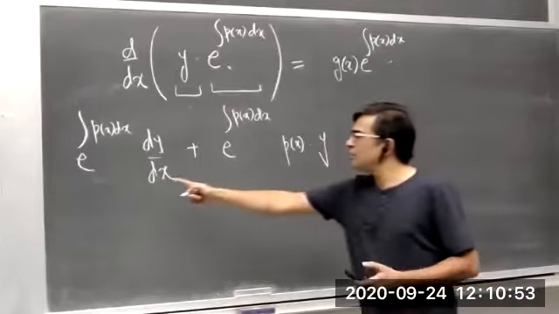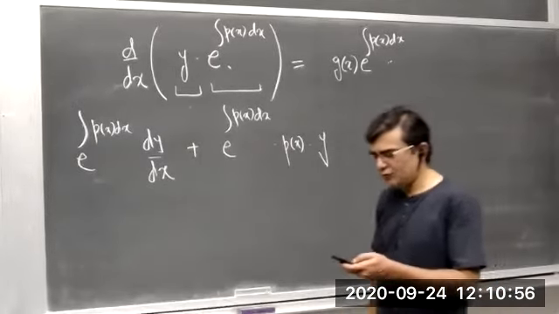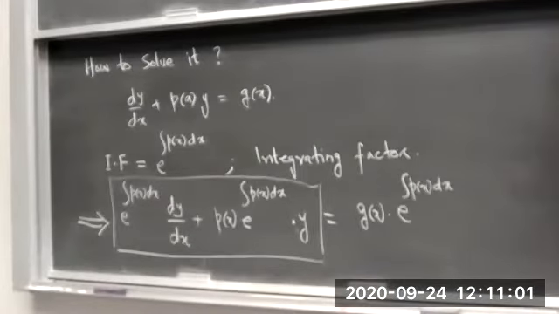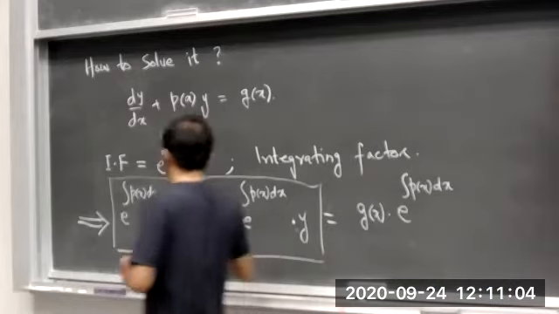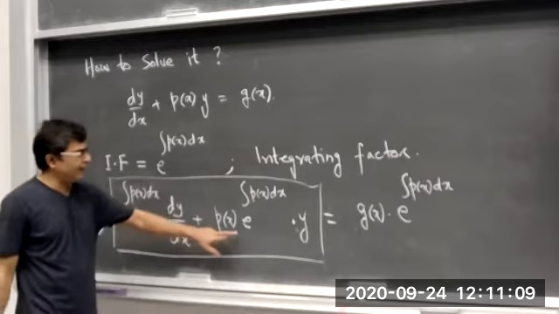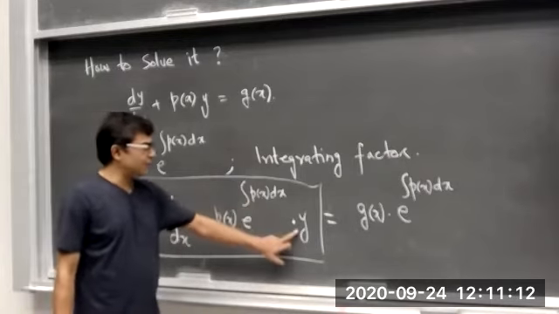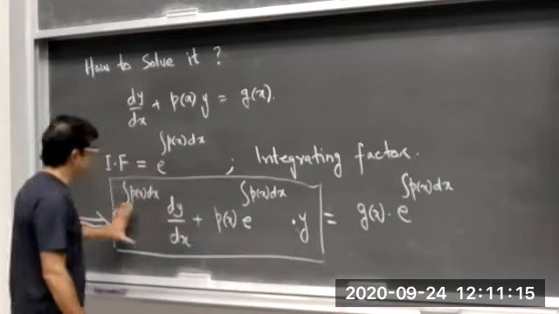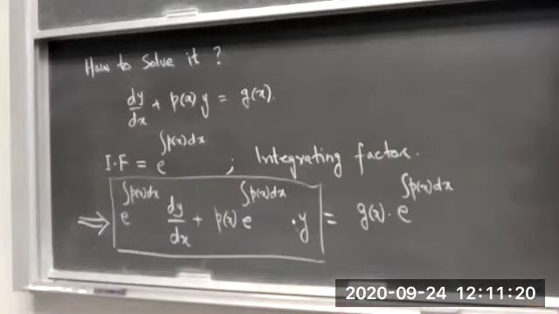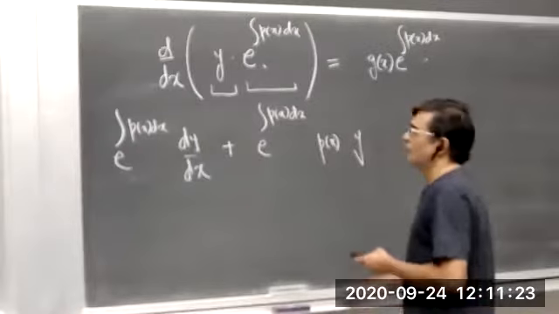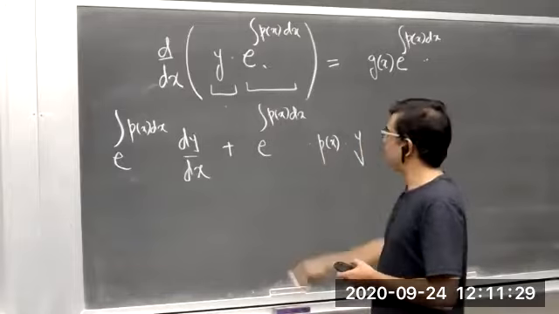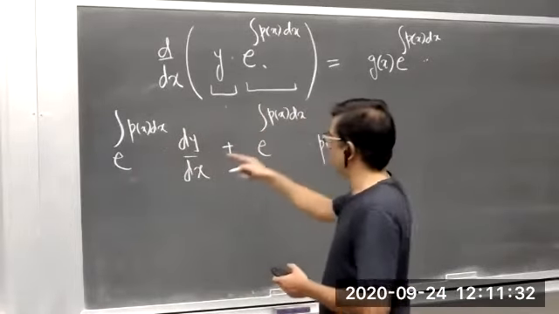Now, if you notice, we again get the left-hand side, which we have in this equation. So we have e raised power integral p of x dx times dy by dx plus p of x times e raised power integral p of x dx times y. So this left-hand side can always be written as a product rule of the two functions, y and the integrating factor. You can see here, you can apply the product rule.